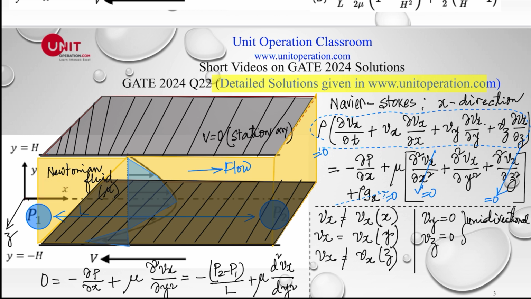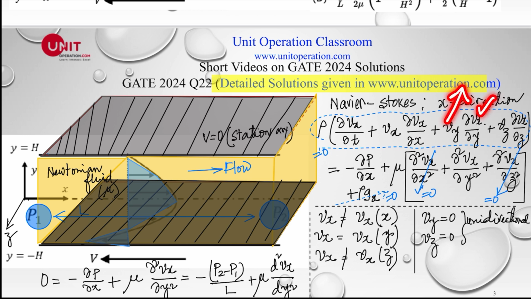If we take that, this term would be equal to 0 because this is a steady state condition, time invariant. And since Vx is not a function of x, this term is also going to be equal to 0. Vy is 0.